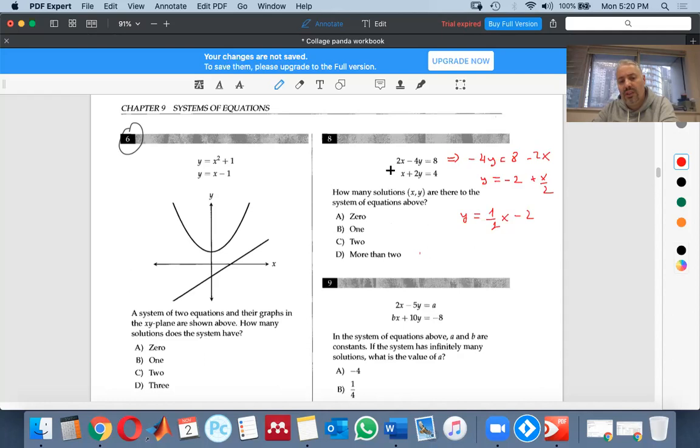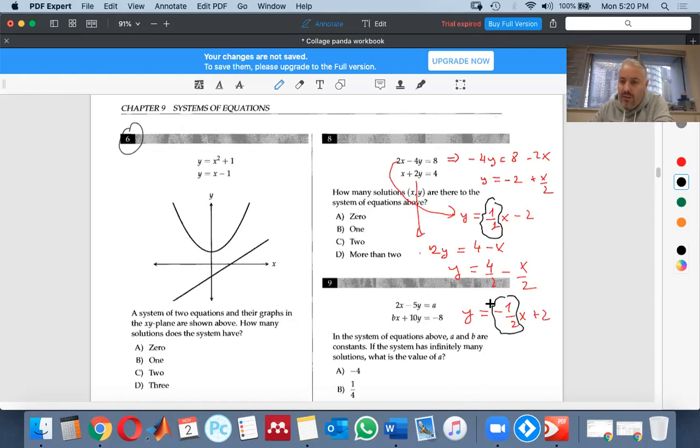minus 2 from this. From the second one, 2y is 4 minus x. So y is 4 over 2 minus x over 2, which means y is equal to negative 1 over 2x plus 2. Now, when you look at here, their slopes are same or different? Check it. They are negative and positive. They are different. Remember at the beginning of the lesson, when the slopes are different, we have just one solution.